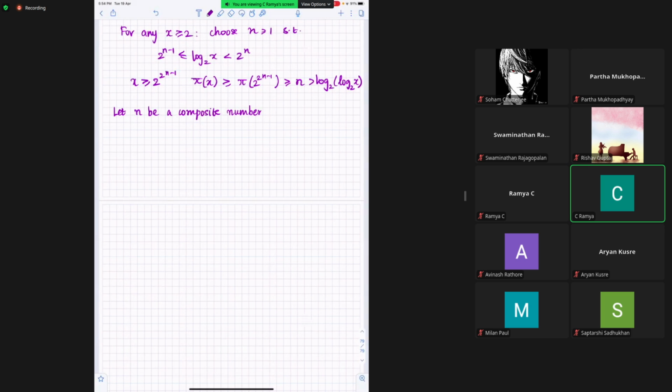Let's say n is a composite number. The only thing that I know about n is that n can be written as a times b. So can a be greater than root n and b be greater than root n? No, this is not possible, right? So we know that a is less than or equal to root n, or b is. One of them is definitely less than or equal to root n. Now what can you say?